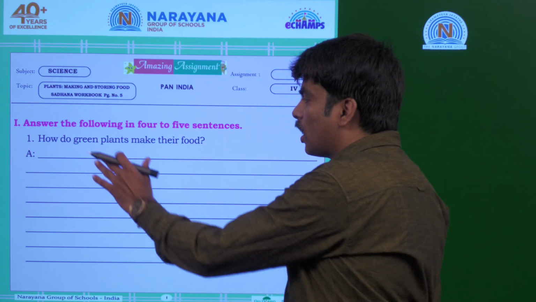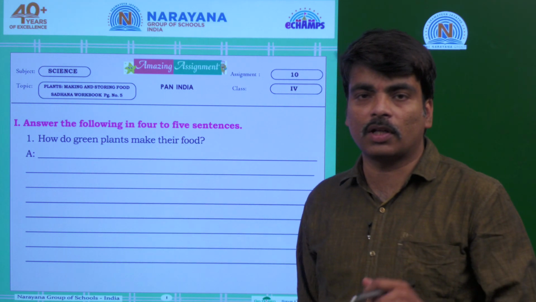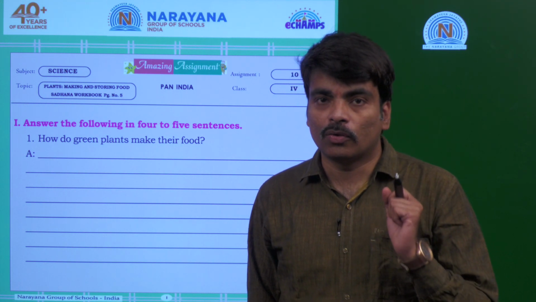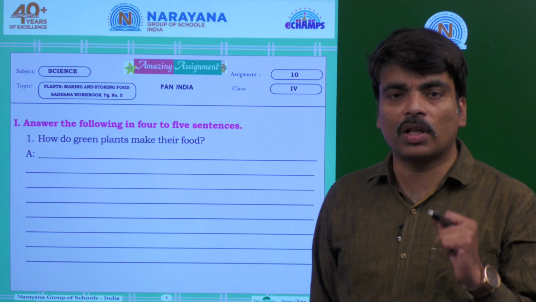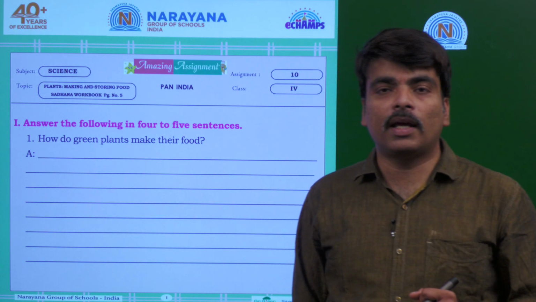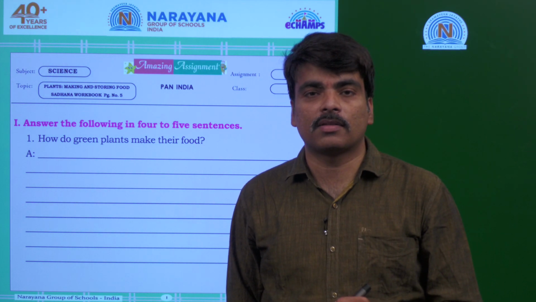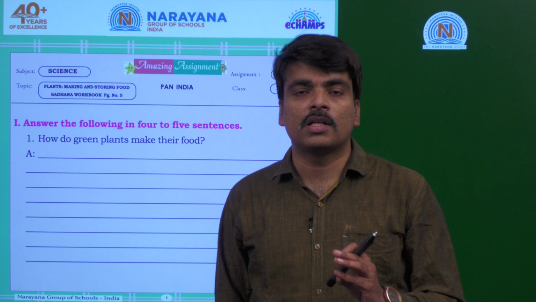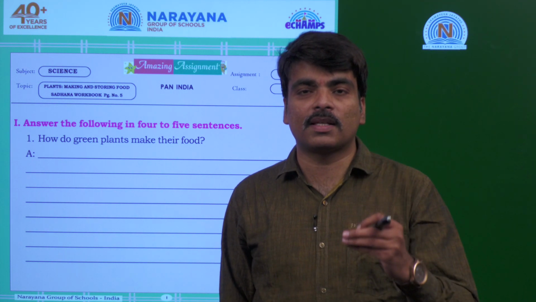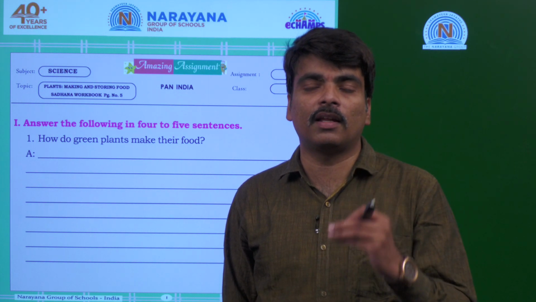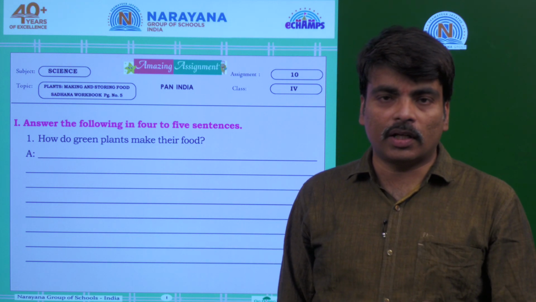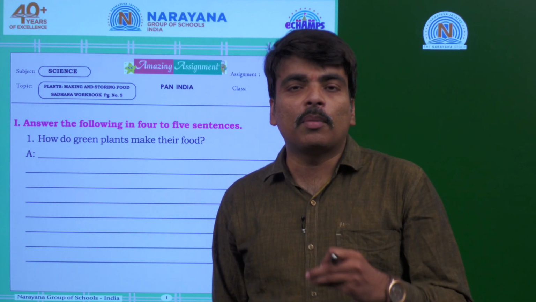Yes. The first question: how do green plants make their food? We are going to discuss the process of making food by the green plants. Primarily, what is essential for green plants? Green plants require water, sunlight and carbon dioxide. And the pigment present in the green leaves is chlorophyll. All of them work together and prepare the food.